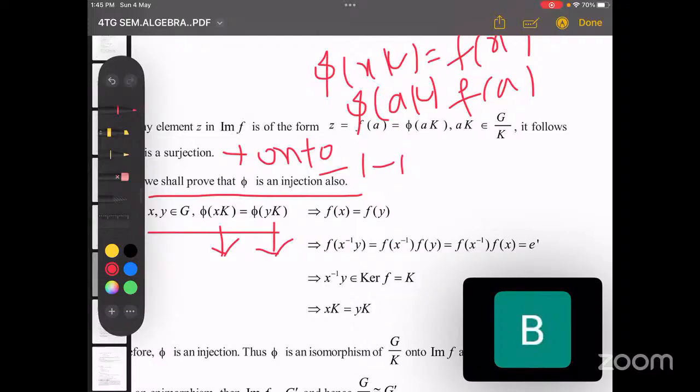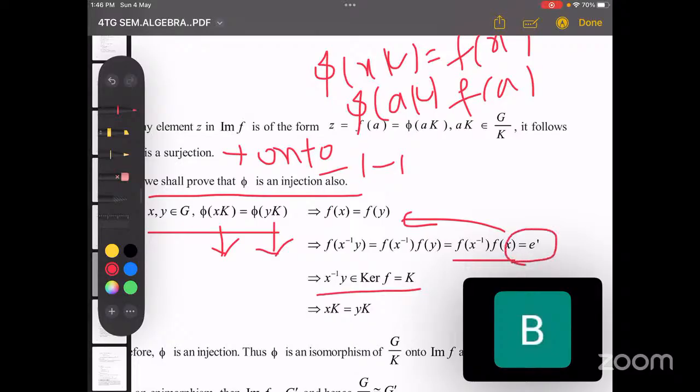So we know from the above that f(x) = f(y). In place of y, we write f(x). So f(x) inverse f(x), x into x inverse, we know, is the identity element. So it equals e dash. So x inverse y belongs to kernel f = K. So we got here e dash.